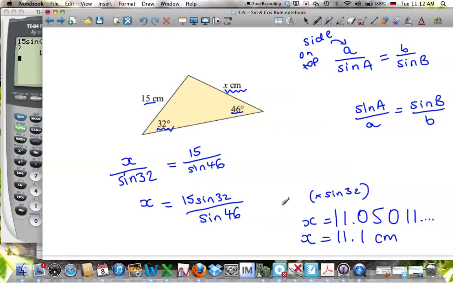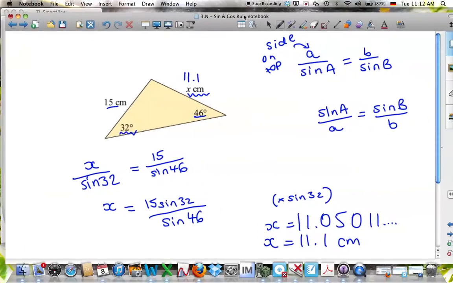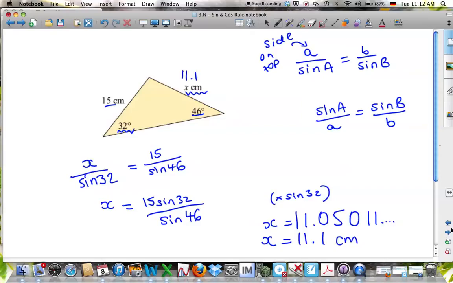And also, if we think about whether our answer makes sense, we can have a look: the side we were trying to find was 11.1 and it's opposite 32. The side that's opposite 46 is bigger. That makes sense because the size of the angle and its side opposite should correspond. So a bigger side should be opposite a bigger angle. Yep. So we can see that our answer does make sense.